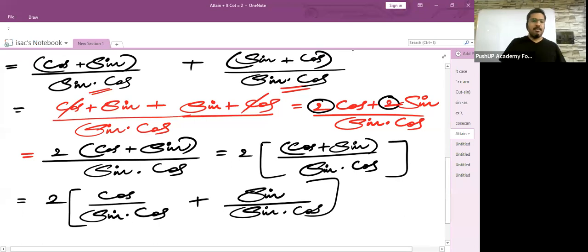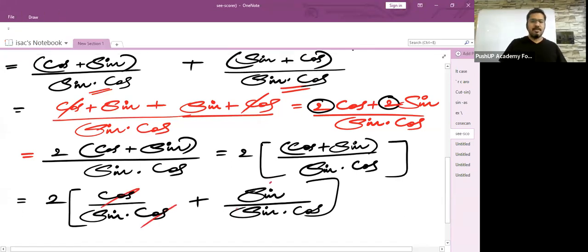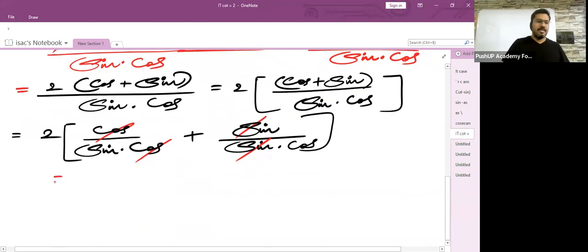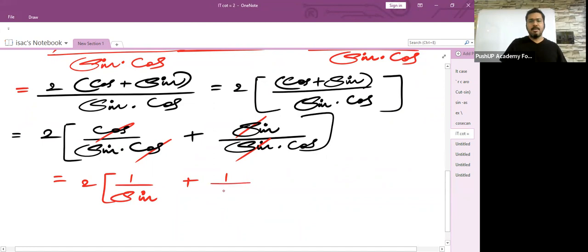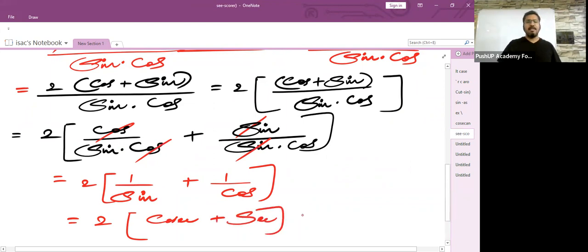Make sense? Now what will happen in the next step? I will eliminate cos, cos, sine, sine. So what is left here is equal to 2 into 1 upon sine plus 1 upon cos. Now this is not the required result because they need the answer in cosec and sec. We know 1 upon sine is cosec. What is 1 upon cos? It is sec. And this is the required RHS.